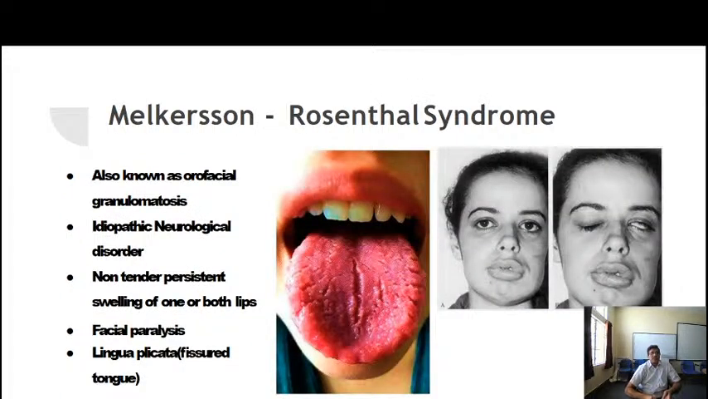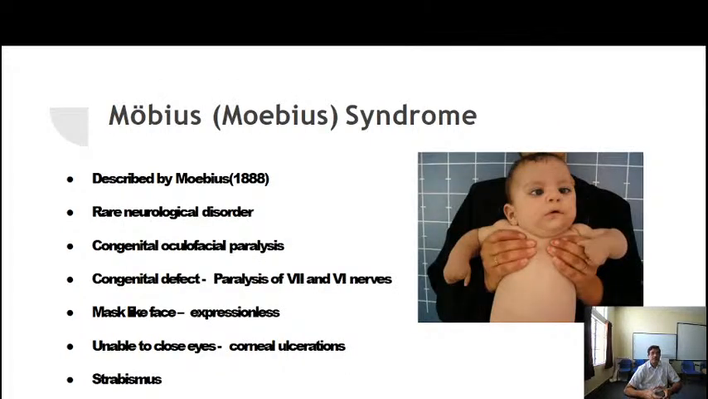Then we go to another syndrome which is called Melkersson-Rosenthal syndrome, wherein the patient will have swelling of both the lips along with the facial nerve paralysis, and the tongue is fissured. You can see the fissures of the tongue. And there is another condition which is congenital, not a very common condition, but still it is called Möbius syndrome, wherein the child will have sixth and seventh nerve paralysis.